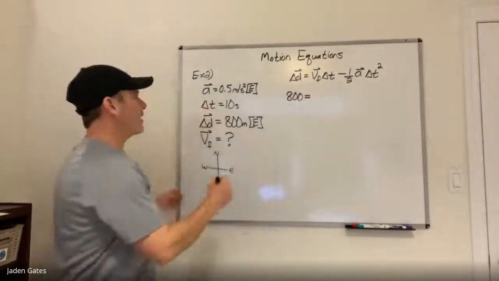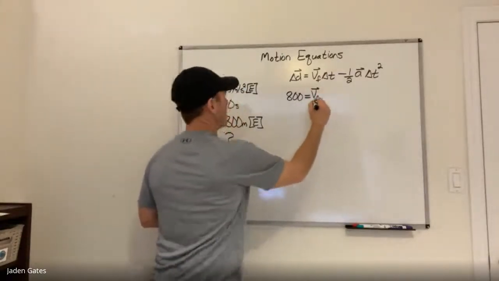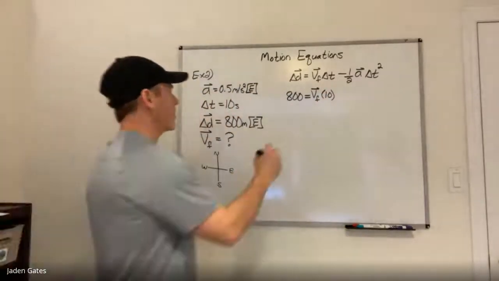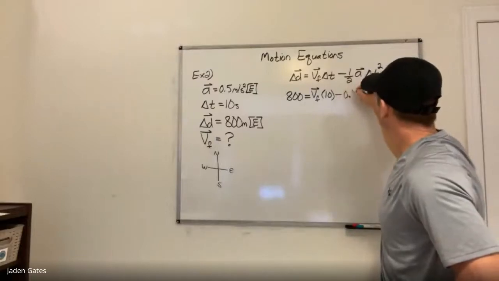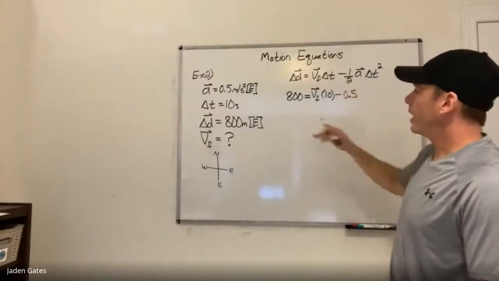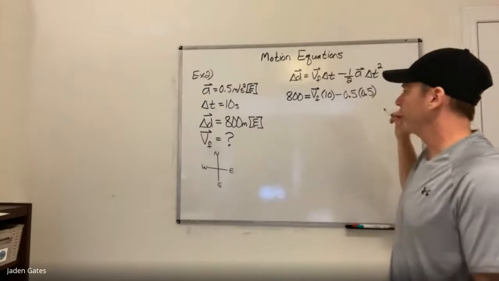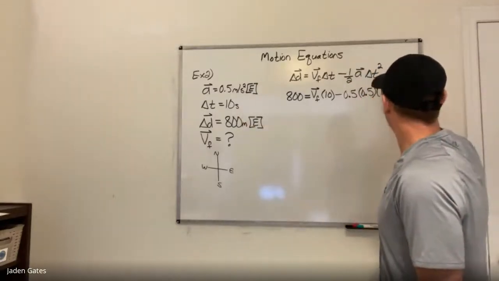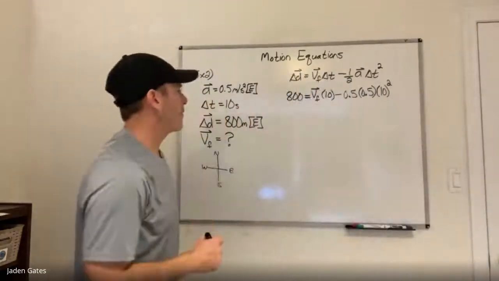VF, I don't know. Delta T is 10. Let's see here. So then again, I got a minus 1/2. Well, I'm going to convert that fraction into a decimal. Our acceleration is 0.5, and I'm going to put a positive because it is in the east direction. Then I have 10 seconds squared here. All right, there we go. So I've substituted in my information.